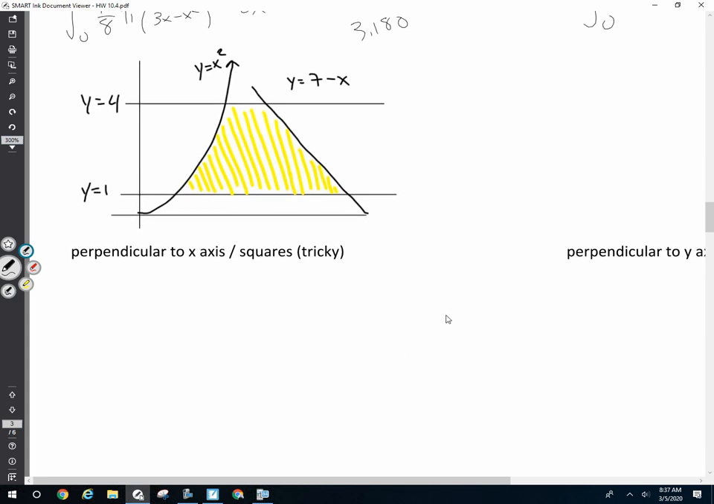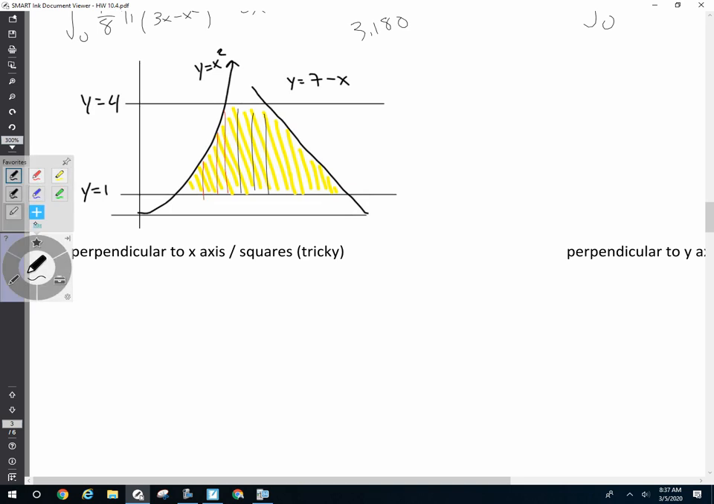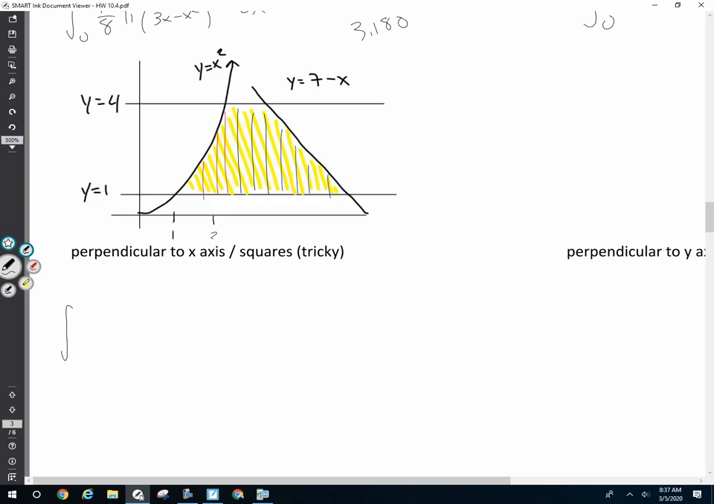Okay, perpendicular x-axis or squares. This is tricky. Why is this tricky? Because I got these squares, and then I got these squares with different heights, and then I got these squares with different heights. So I need three integrals. I'm going to have an integral from this intersection, which is at x equals 1. This intersection is x equals 2. This intersection is x equals 3. This intersection is x equals 6.